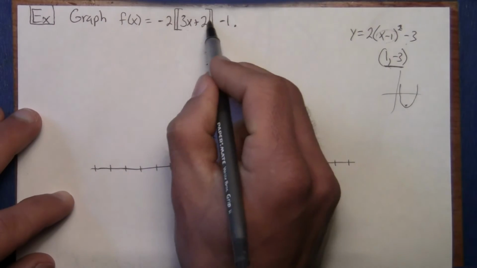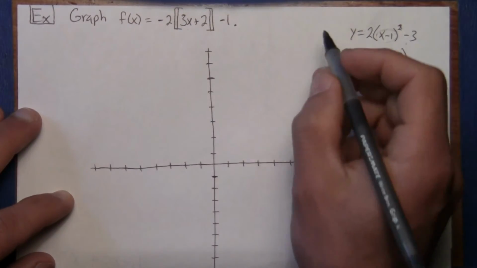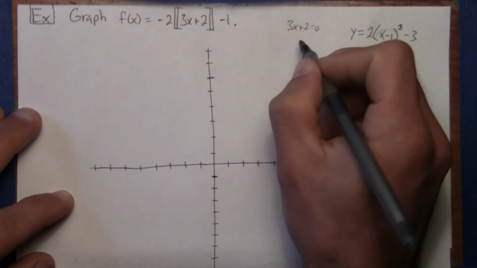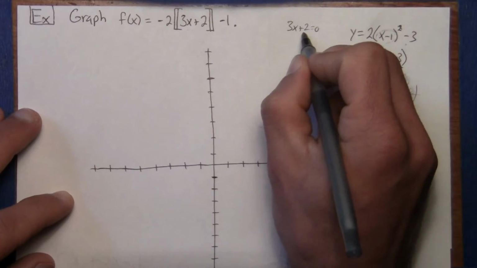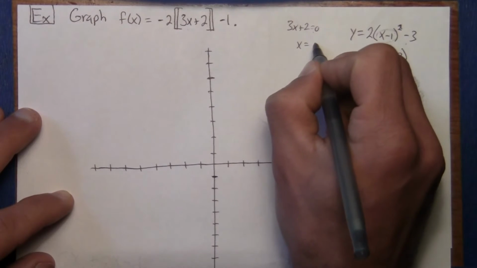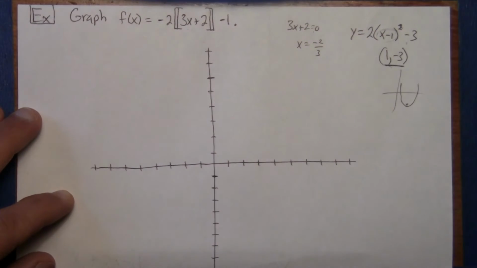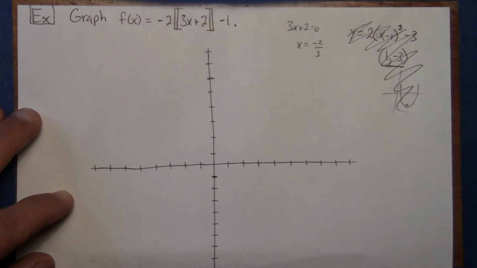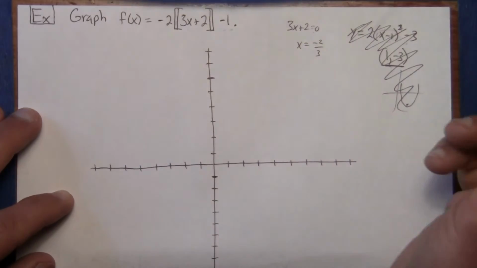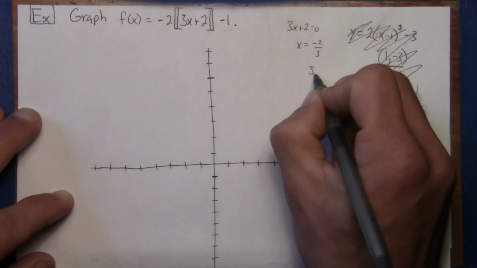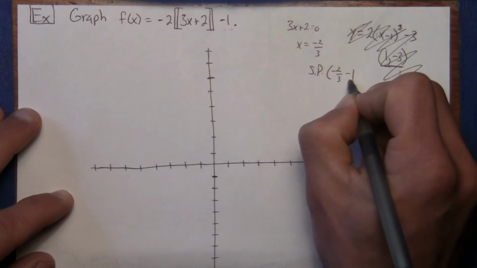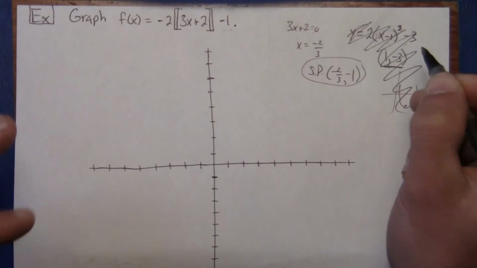So set what you see inside the bracket or parentheses equal to 0. So 3x plus 2 equals 0. You don't necessarily need to show this when you're doing your work, but you're going to subtract 2, divide by 3. And so I end up with -2/3. That is going to be the x value of my sort of vertex point, or we're going to call it a starting point. And then the y value is this outside number, it's -1. So I'm just going to label it SP as kind of my starting point. It's -2/3, -1. So that's important.